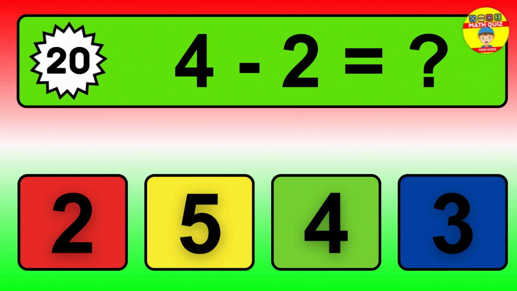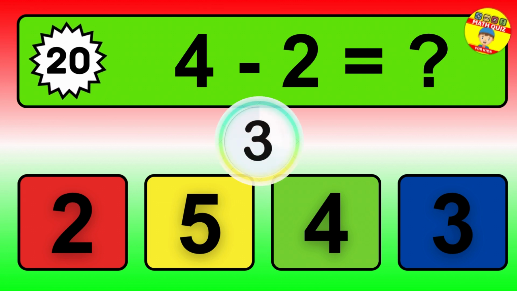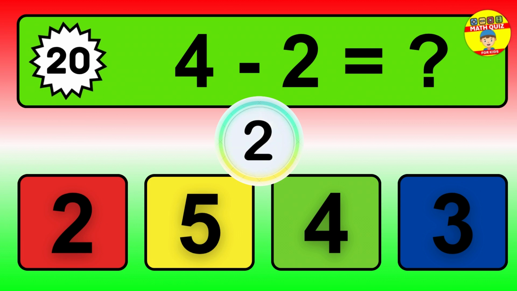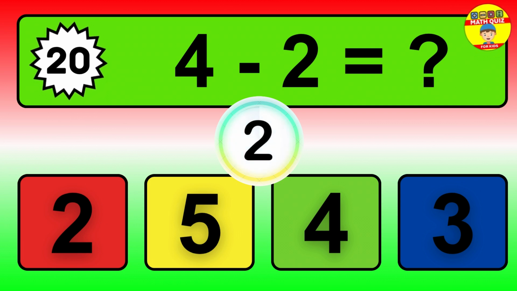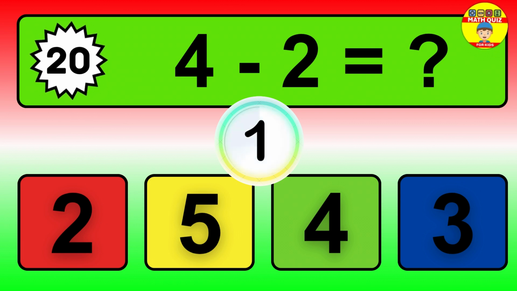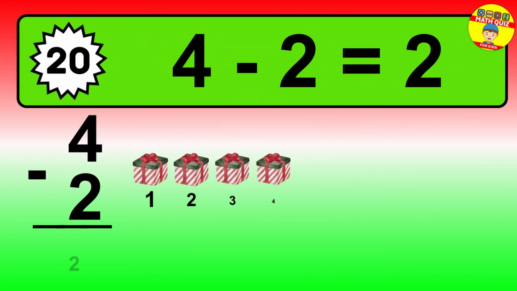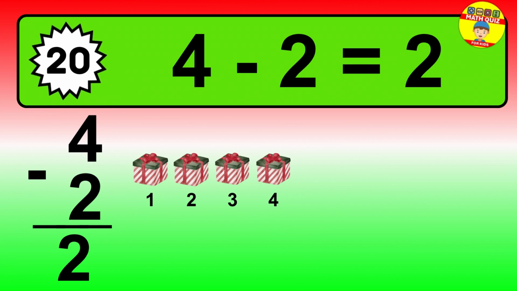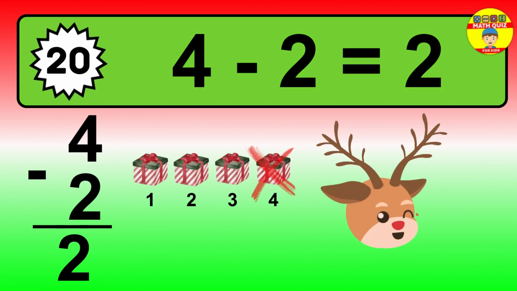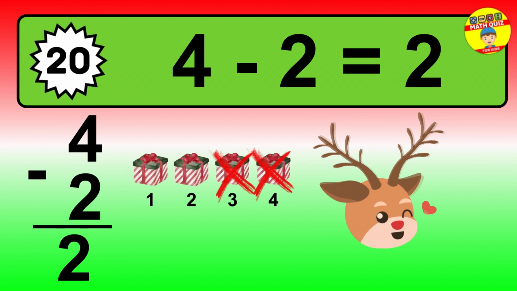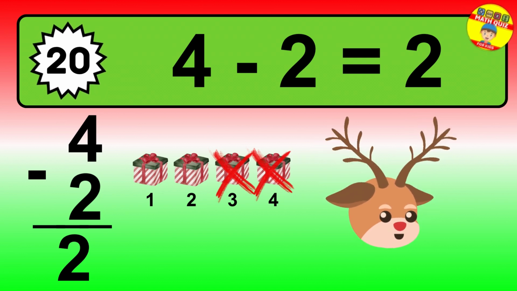Question 20. 4 minus 2 equals what? So the answer is 4 minus 2 is 2. Let's count it. 1, 2.